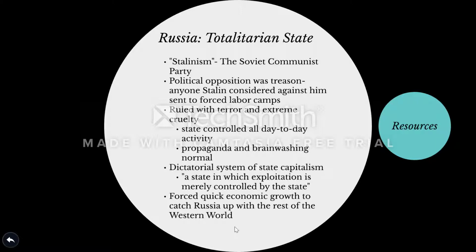So they forced quick economic growth to catch Russia up with the rest of the Western world, because Russia was always historically behind most of the world. This quick economic growth did help catch them up.